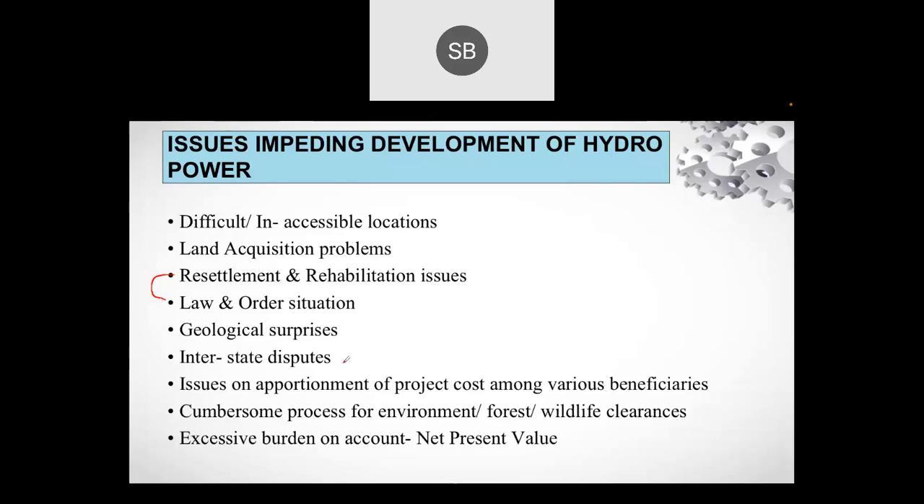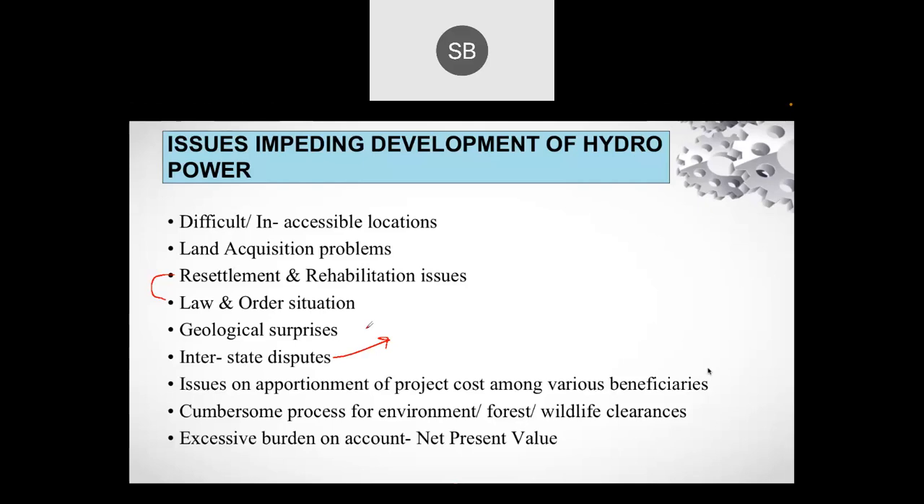Then geological surprises. This means there are some geological conditions or factors which spontaneously come across whenever we start to construct this particular hydroelectric power plant. Then interstate disputes. These disputes may constitute a land dispute or maybe a water share dispute. So these are the disputes.